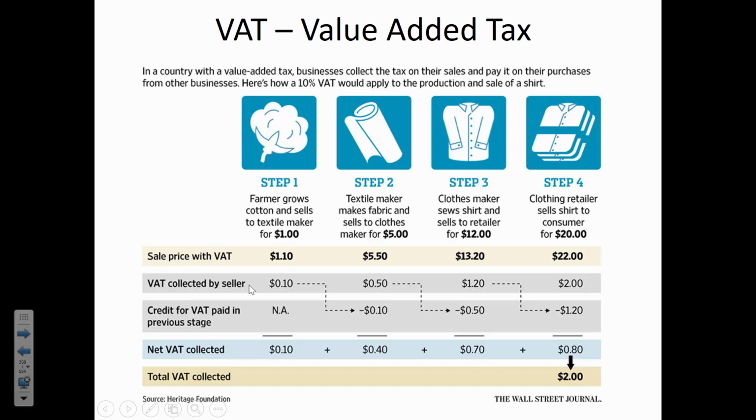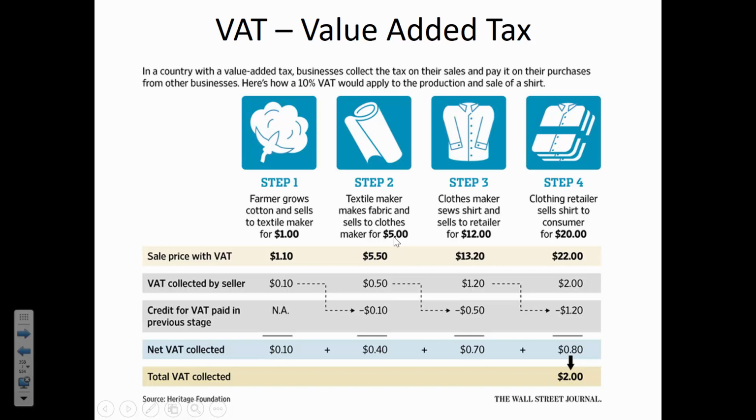So you see here on this row, the seller, who is the farmer at this stage, collected the 10 cents, and they grew the cotton from seeds, so they don't get any credit for previous stages in this chain. So far, it's 10 cents that's been collected. But then the textile maker takes the cotton and turns it into fabric, and maybe they're going to sell that fabric for $5, so their net sales price, what they charge the clothes maker, is $5.50.